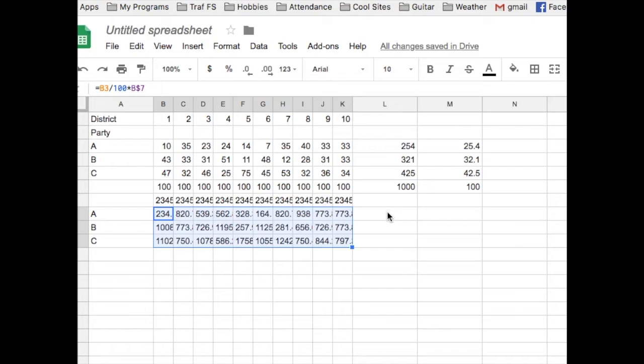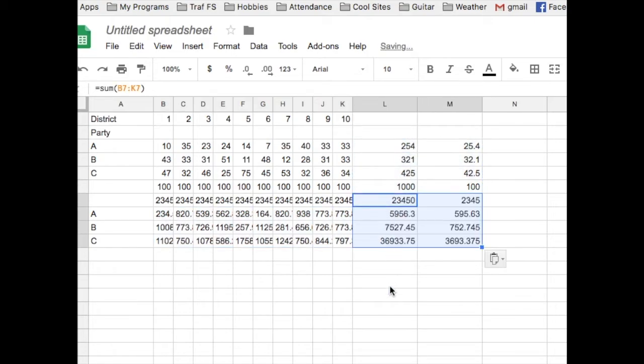Then I'm going to figure out how many people I have. I'm just going to copy the formulas from up there down to here. We have 23,450 people altogether. So if there were 2,345 in each of the 10 districts, that makes sense. We have 5,956.3 people voting for A, we have 7,527.45 voting for B, we have 9,000-something for C, and that adds up to that amount.